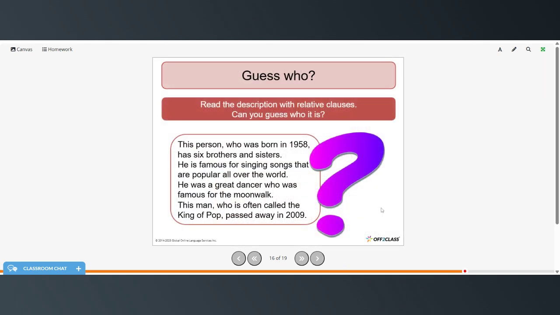Now read this description with a relative clause and then guess who it is. This person, who was born in 1958, has 6 brothers and sisters. He is famous for singing songs that are popular all over the world. He was a great dancer, famous for the moonwalk. This man, who is often called the King of Pop, passed away in 2009, and that would be Michael Jackson.